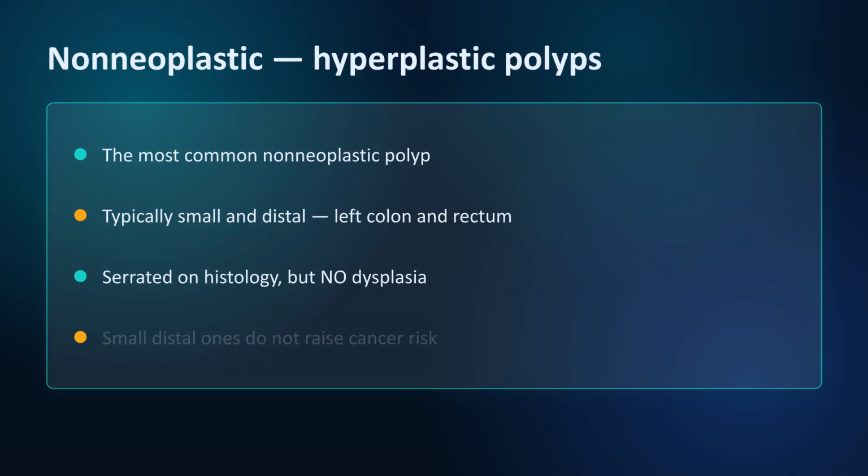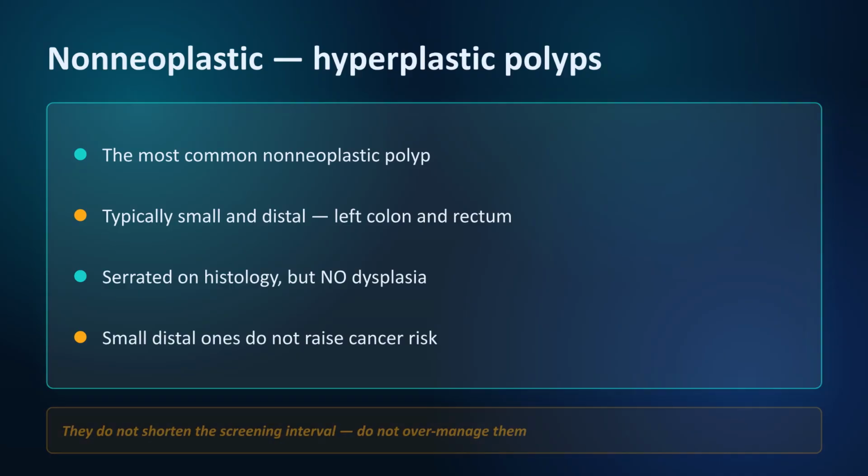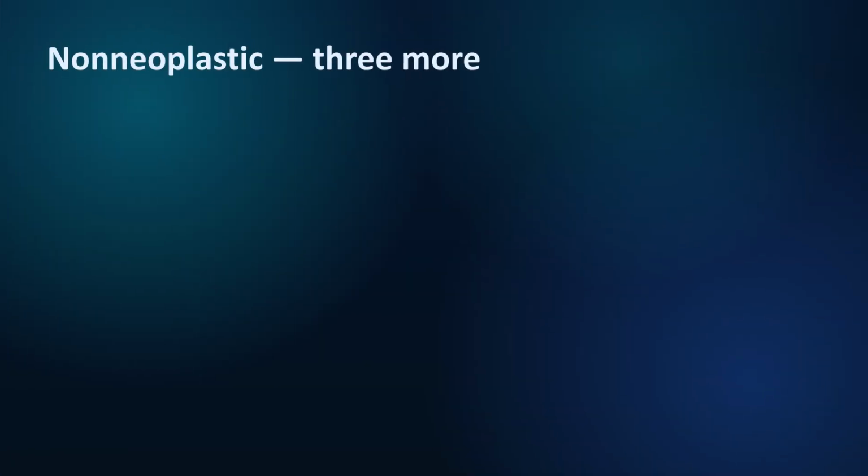Small distal hyperplastic polyps do not raise a patient's cancer risk, and they do not shorten the screening interval at all, so do not overmanage them. A patient whose only finding is 3 small rectal hyperplastic polyps still returns in 10 years. 3 more sit in this bucket.